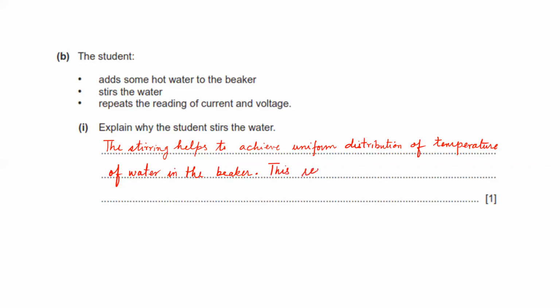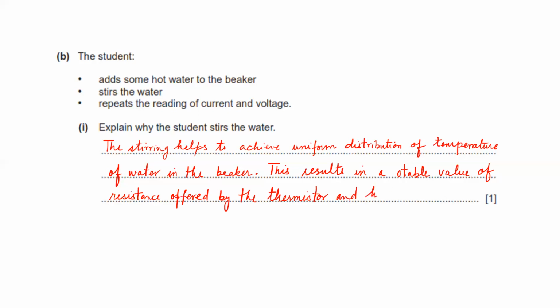This results in a stable value of resistance offered by the thermistor, and hence accurate results can be measured. Okay, and that is the only reason why it is done.